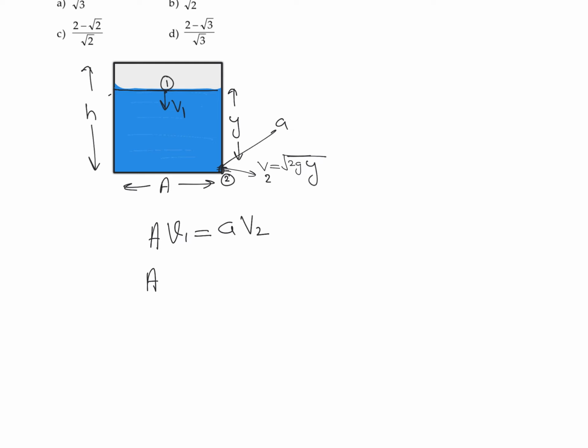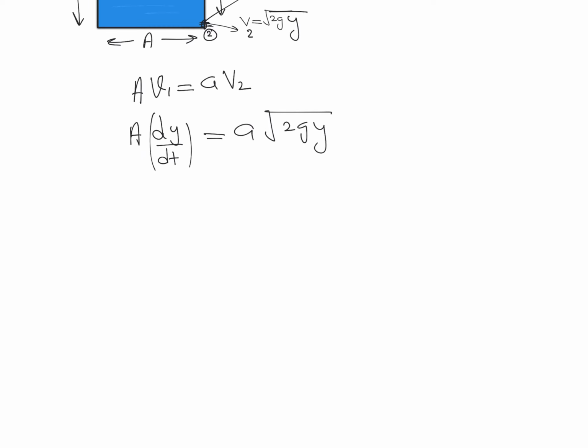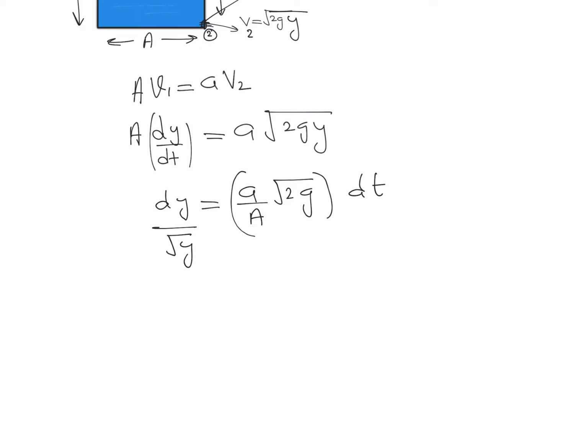Here v1 represents the rate at which the value of y is changing, so v1 can be written as dy divided by dt, the rate of change of y. So A into dy by dt is equal to small a into v2, and v2 we can take as root of 2 into g into y. So we can write dy over root y equal to small a divided by capital A into root of 2g into dt. All of these are constants, and the variable terms are y and t.